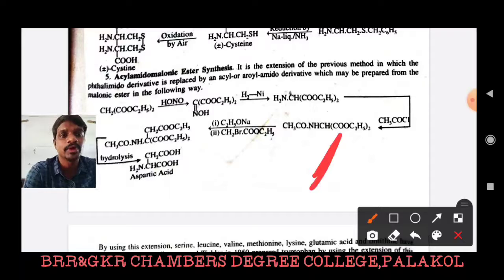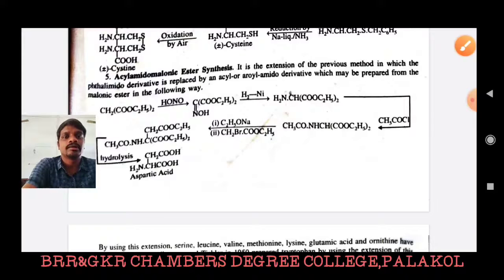Now this acyl imido derivative on treatment with different types of alkyl halides can produce different types of alpha amino acids. Here our aim is the preparation of aspartic acid. That is why I have to react it with an alpha haloester, ethyl alpha bromoacetate. Then we can get aspartic acid as a final product.